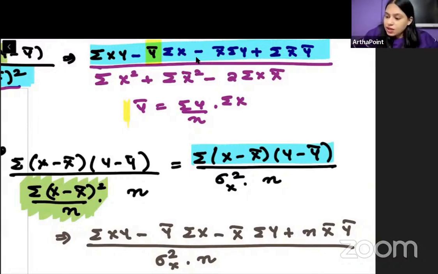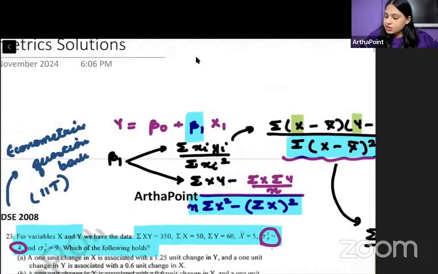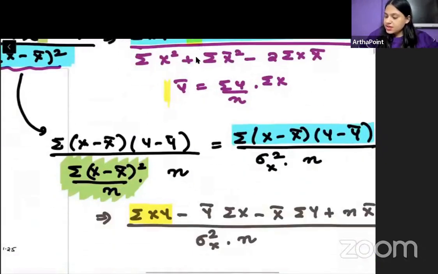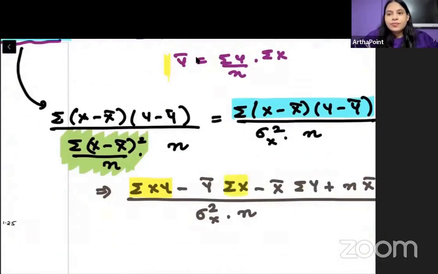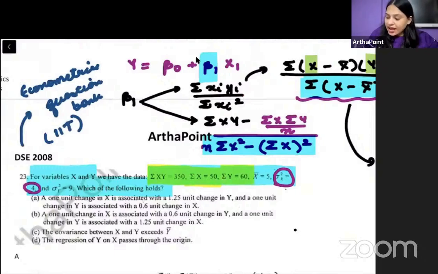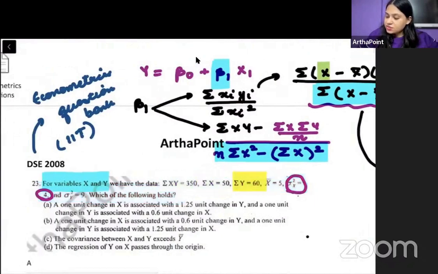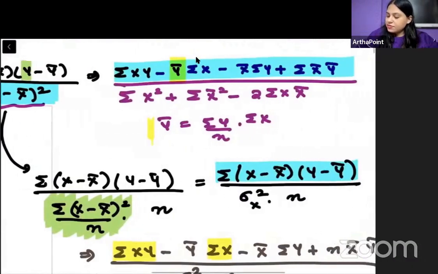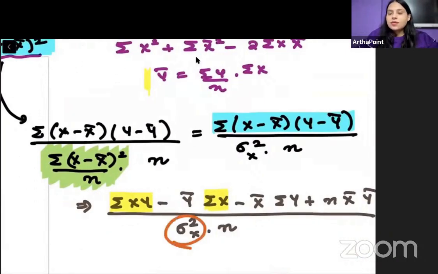What information is given to me? Now I know what summation xy is. This is given to me here. So I can simply plug in. I am given summation x as 50, which means I can plug this summation x here. I am given summation y as 60. And I am given that the variance of x is 4. So I can plug the variance of x here. I am given this information.